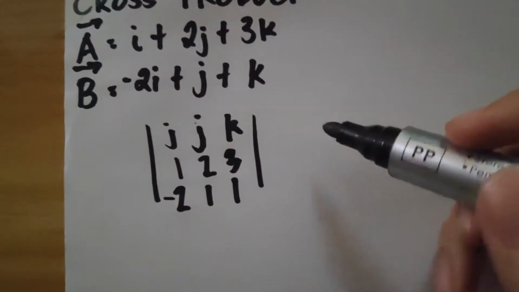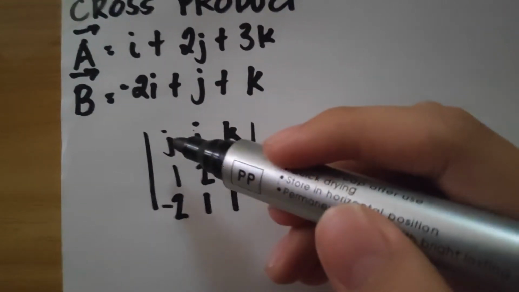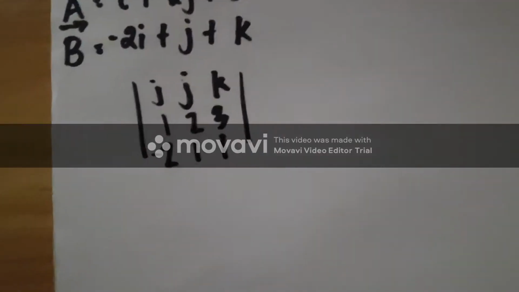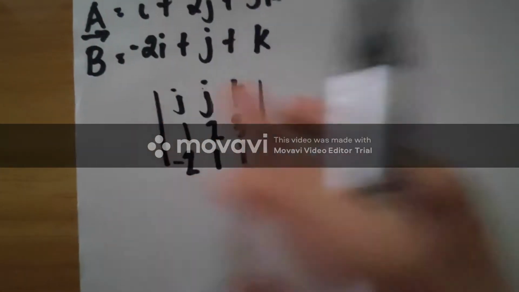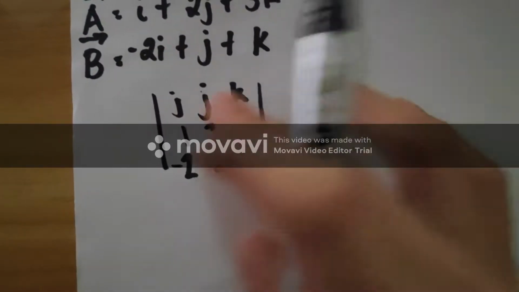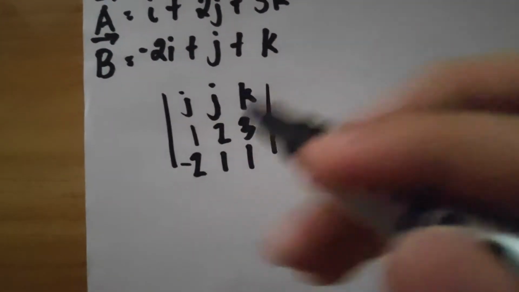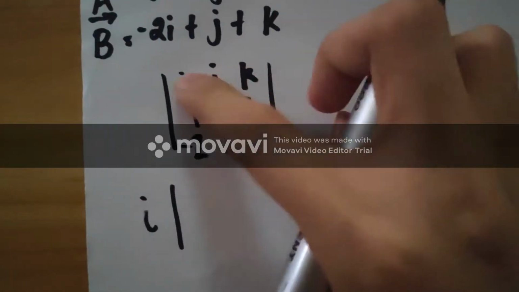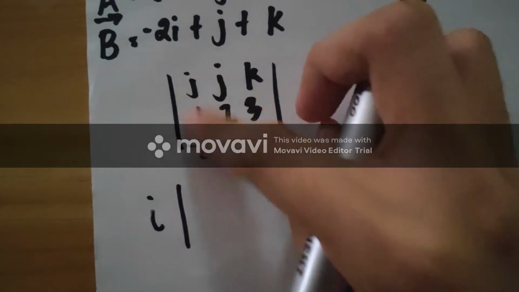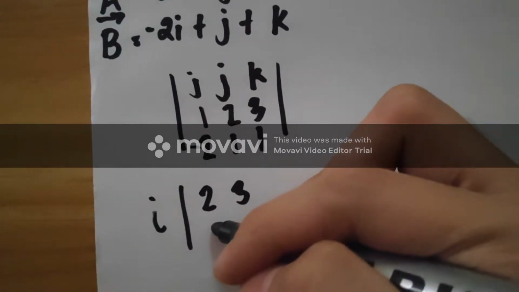In order to calculate the cross product, first we have to focus on the i hat. In getting the i hat, we simply negate the existence of the first row and the first column. So we simply have i and then negate the first row and the first column. So we have 2, 3, 1, and 1.